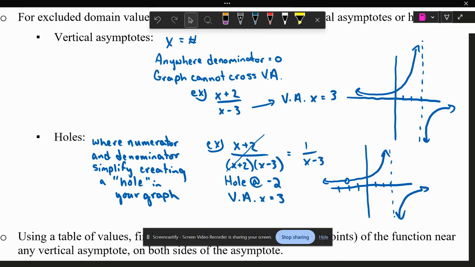The only difference between a vertical asymptote and a hole is that you can still draw your graph, just that you will have a hole literally in your graph at that specific point. The vertical asymptote will basically make your graph go completely one way or the other. The hole does not stop your graph, it simply creates a hole.